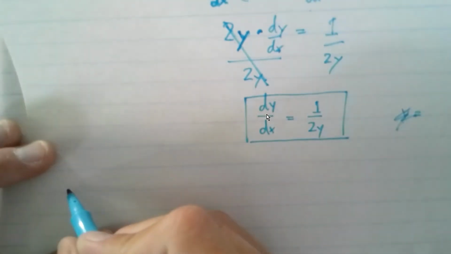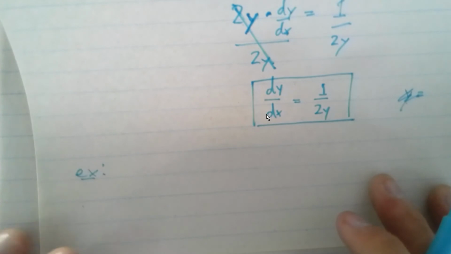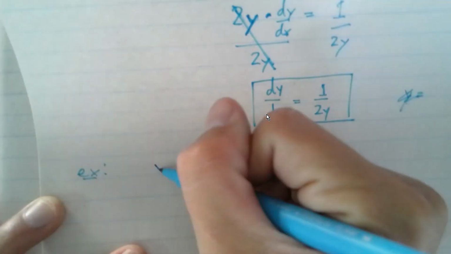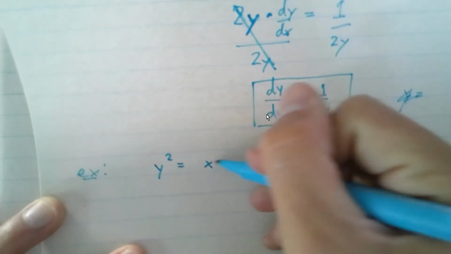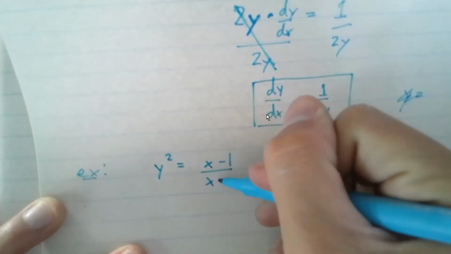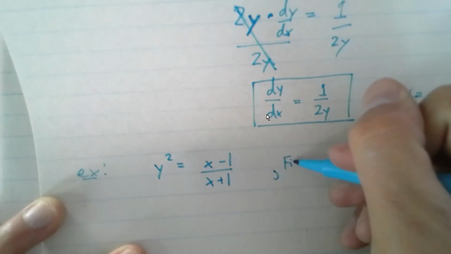I'm going to give you a very challenging problem that I want you to try out. If I gave you y squared is equal to x minus 1 over x plus 5, and I asked you to find the derivative.